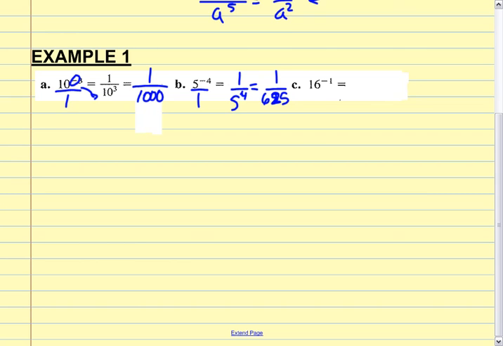Taylor, last one. 16 to the negative 1. What do I need to do to the 16? I need to put it on the bottom of the fraction, which makes it now 16 to the, I'm on the right side of the fraction first. Okay? Do you feel like you know how to move those things around, make them work?